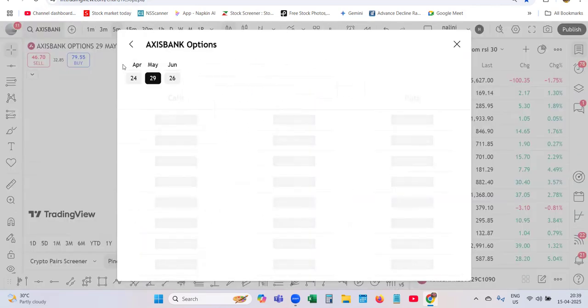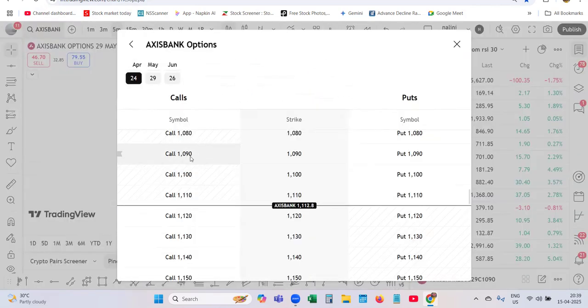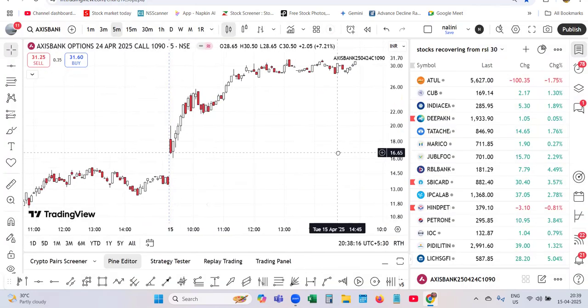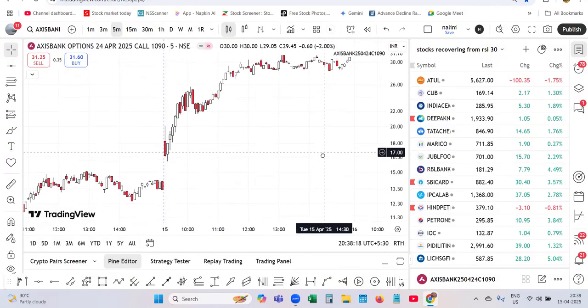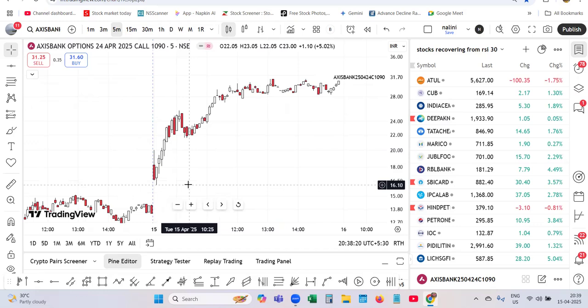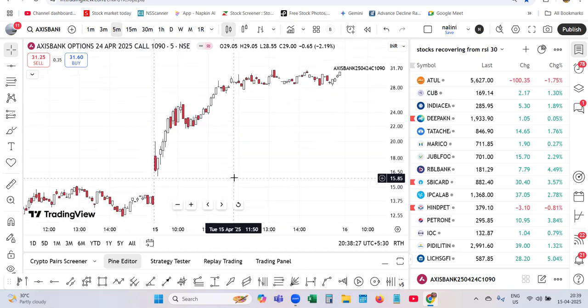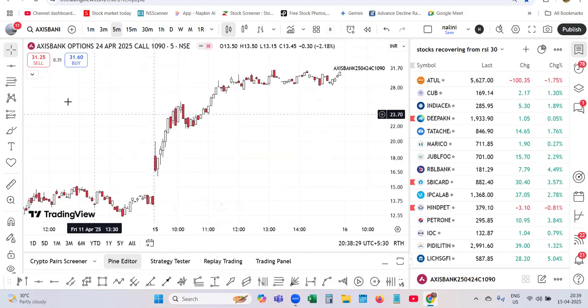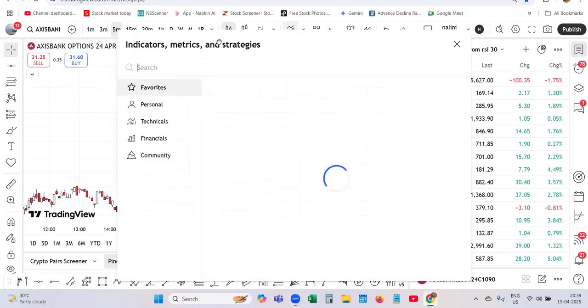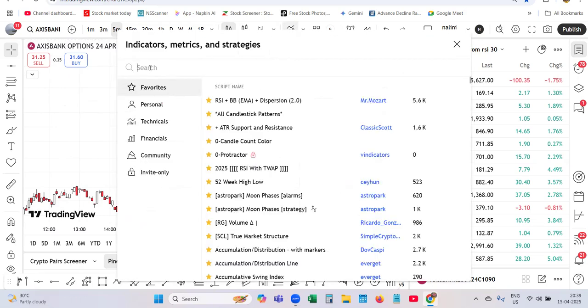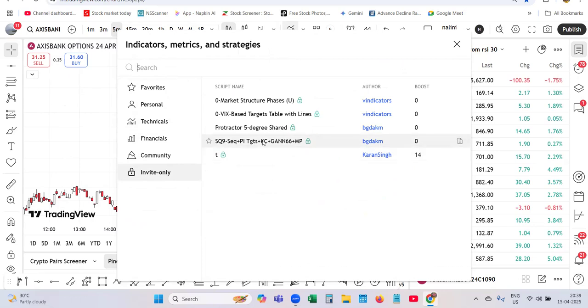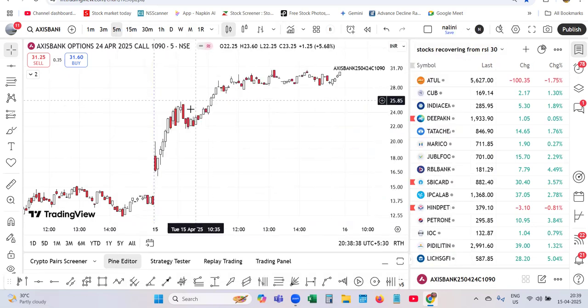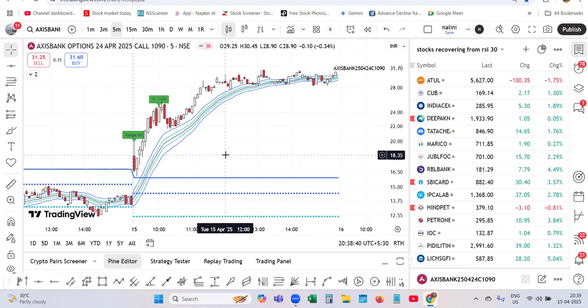I made a mistake. Yes, this has got liquidity. See, it started from the level of 16 rupees. How you could have traded in the market. Let me enable the indicator. I've enabled the indicator over here.